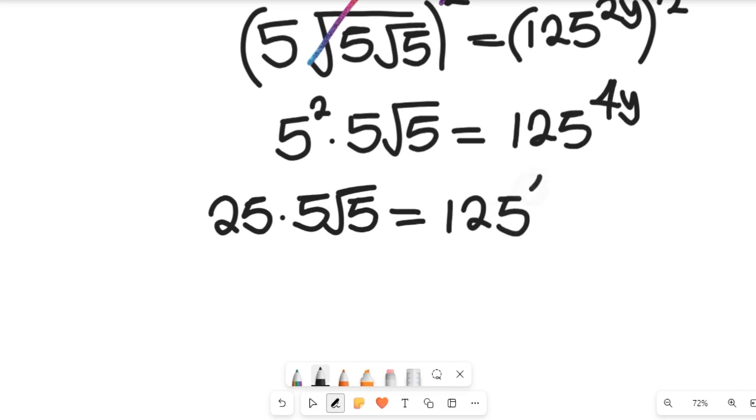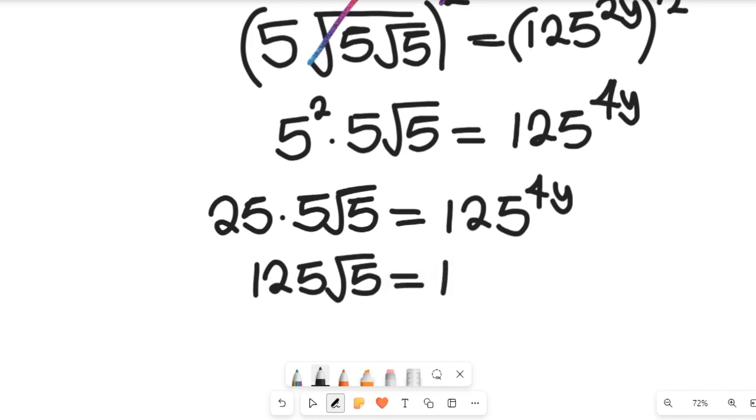125 to the power of 4y. So how do we simplify this further? 25 times 5 is still going to give us 125. So there is something unique in the left hand side and the right hand side. So this will be equal to 125 to the power of 4y.